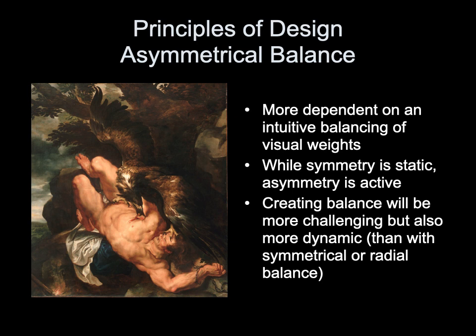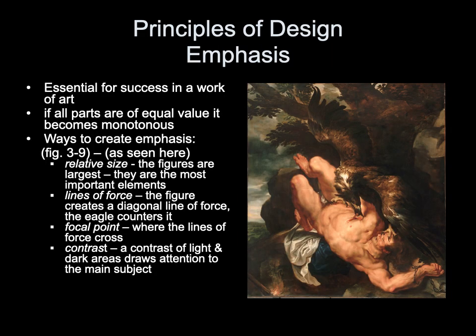Asymmetrical balance is more dependent on an intuitive balancing of visual weights. While symmetry is static, asymmetry, as we see here, is active. Creating balance will be more challenging, but also more dynamic. Things are moving more. This is the type of balance that you're going to see more often in artwork than any of the other types of balance. I would say the balance here also goes along with the content of the work of art and what it's trying to say.